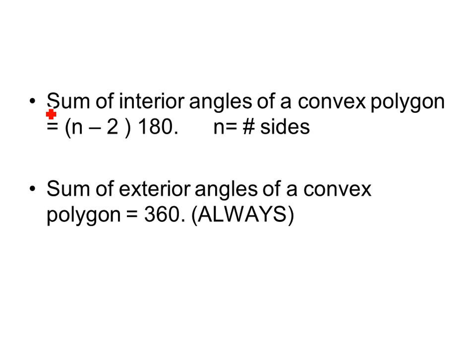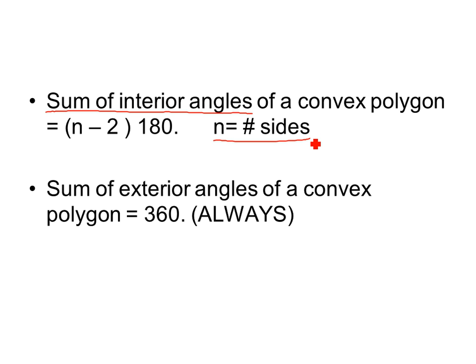All right, so this first formula, sum of the interior angles. So that's all the interior angles. And it's always gonna be this formula, (n minus 2) times 180, where n stands for the number of sides.